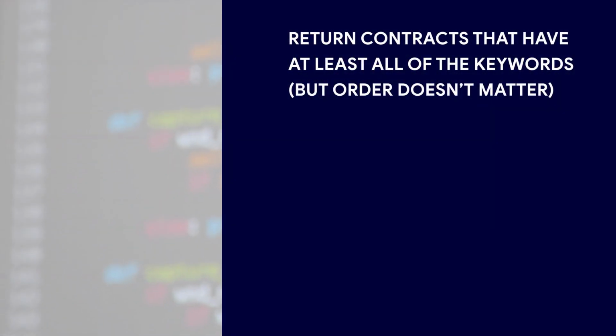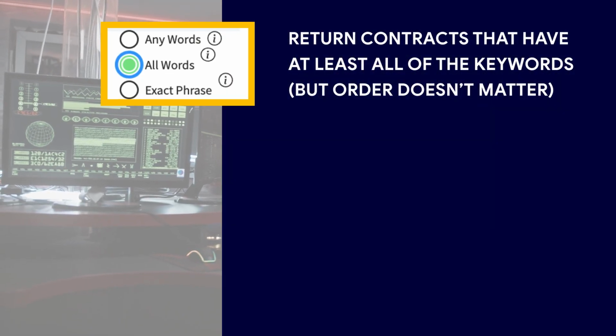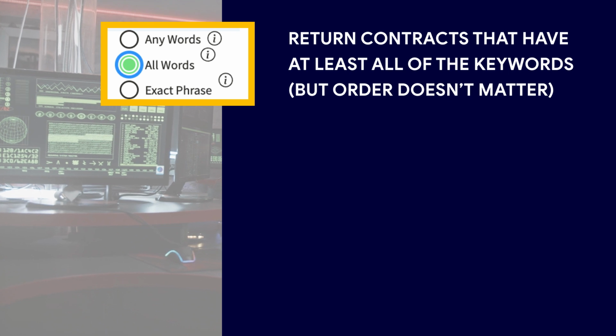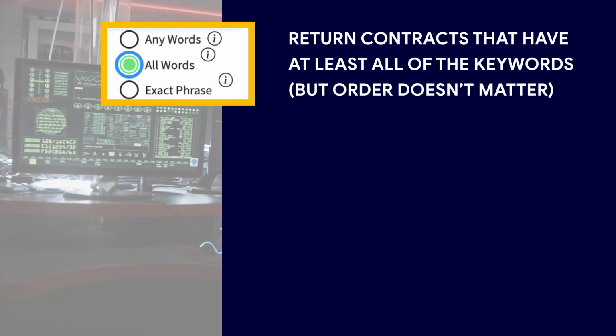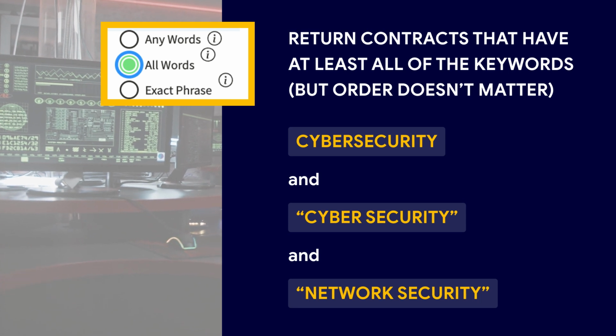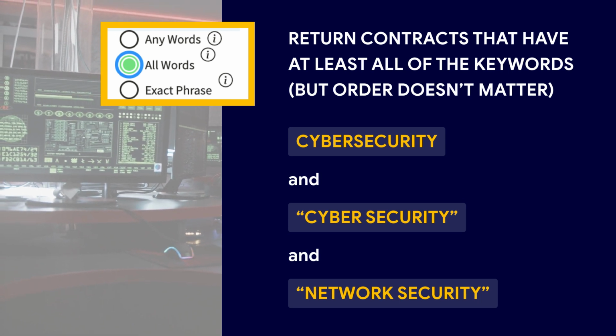Next, we have all words, which will return any contract that has all our keywords in it, but the position of those keywords doesn't matter. So in our example, a contract would have to contain cybersecurity and cyberspace security and network security to be returned.